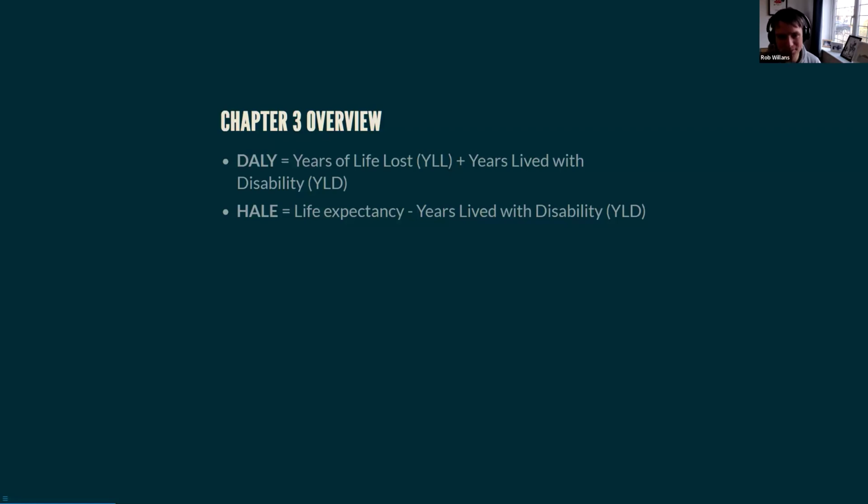The building blocks of YLLs and YLDs are the components of both. So we do need to be able to compute them to work out DALY and healthy life expectancy measures.